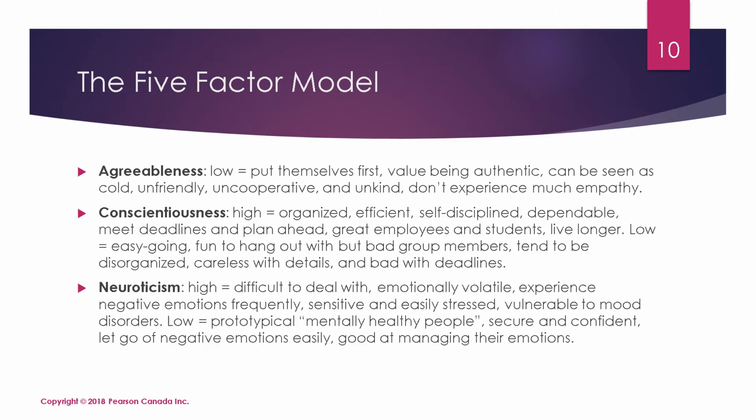So people who are high in neuroticism tend to be a lot more vulnerable to mood disorders such as depression or bipolar disorders, things like that. Whereas people who are low in neuroticism, that's actually the better end of the scale in this case. That would mean people who are prototypically mentally healthy, they're secure and confident, they're able to let go of negative emotions easily, and they tend to be overall pretty good at managing their emotions. So again, like I said, with neuroticism, the opposite end of the scale is more emotional stability, because neuroticism is in essence emotional instability.